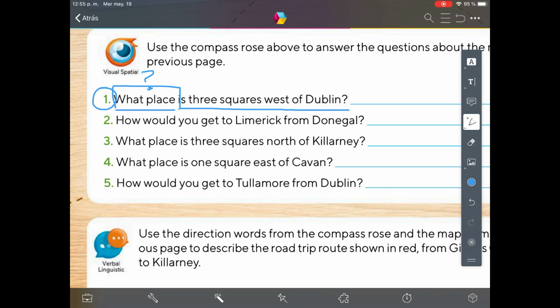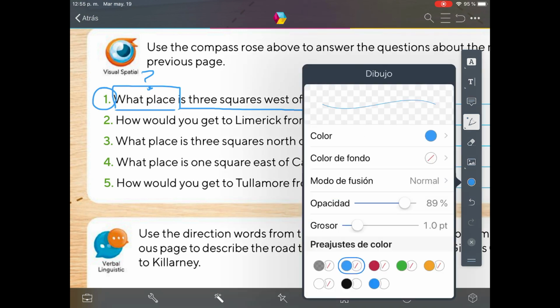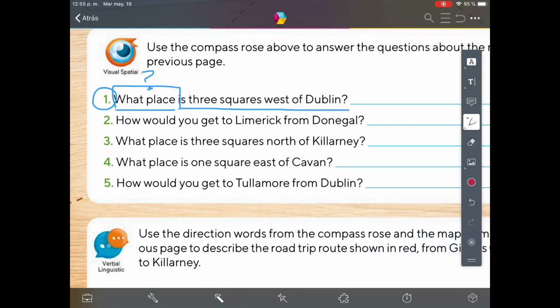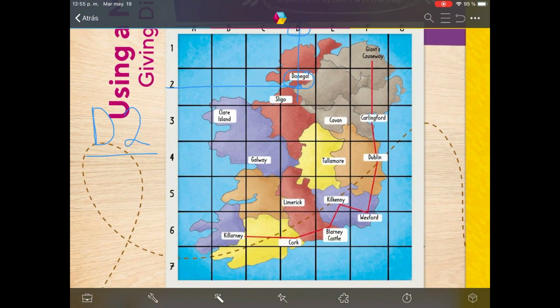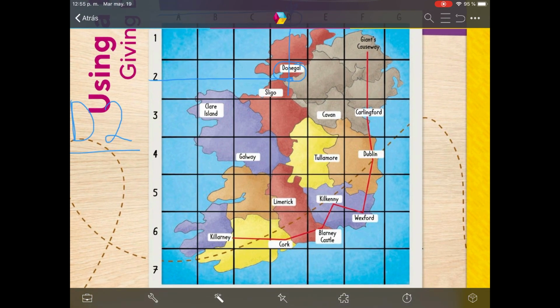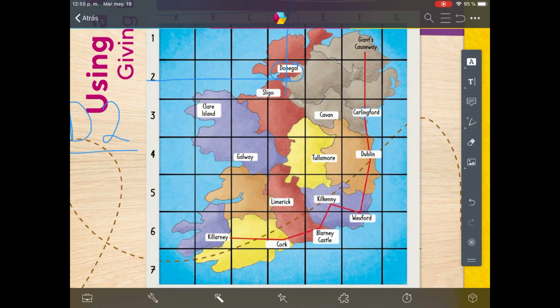What place? Wait a minute, let me get a different color. Let's see. What place is 3 squares? So that's important. 3 squares west of Dublin. So we know a place which is Dublin. Let's look at the map and find Dublin. That information we know, we have it. Did you find Dublin in the map? Find Dublin. I'm looking for a marker. Let me get my marker. There it is. Dublin. That's a place we know.